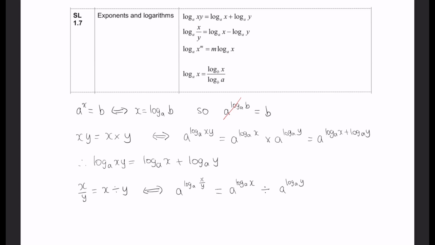And by the rule of exponents, we know that it is equal to the following. Again, we equate the indices of a to get log base a of x over y equals log base a of x minus log base a of y. And just like that, we have the first two logarithm rules.